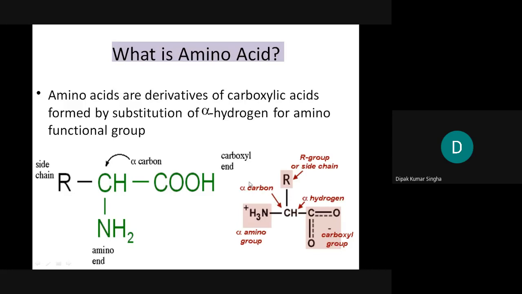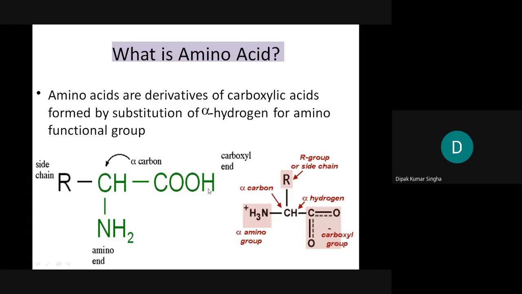This is the general structure of amino acid. Here the R group is the side chain, along with the alpha amino group, and this is also the carboxylic group. There are also two structural differences between this structure and this structure. Here one H is replaced to here. That's why it is NH3 plus and COO minus.